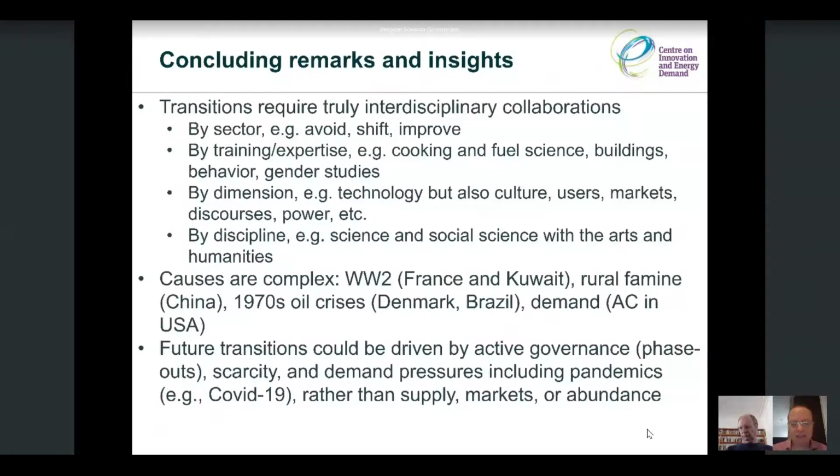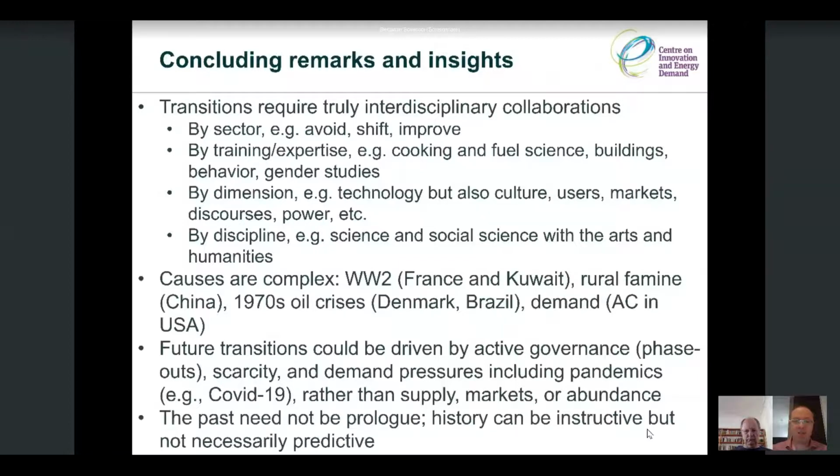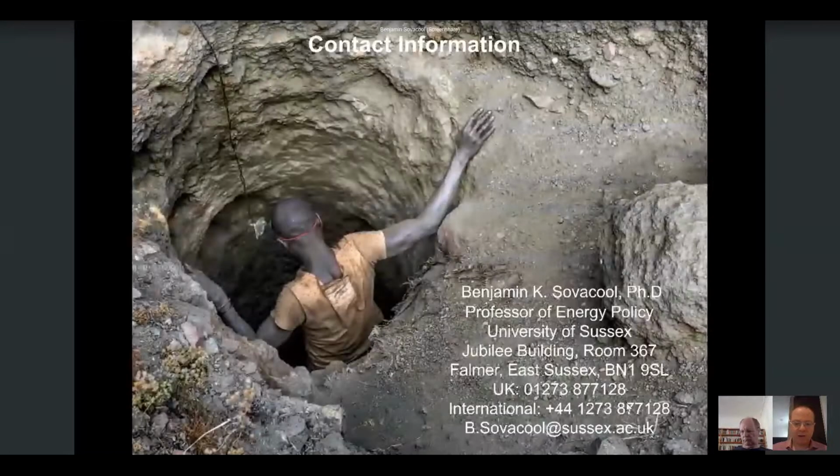So what I think, bringing it all back together to people like Smil and Grubler and Wilson, is that the past is really instructive, but it does not necessarily have to be predictive of where we go in the future with our transitions. And with that, I'm very happy to open it up for questions. Thank you.